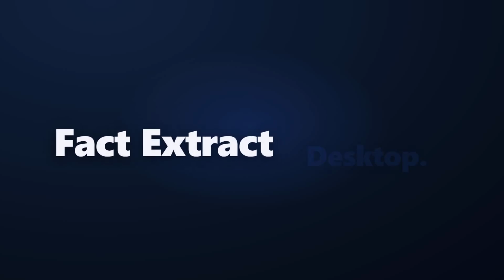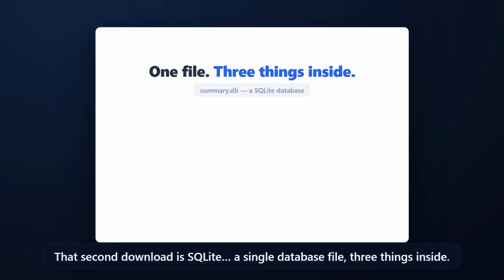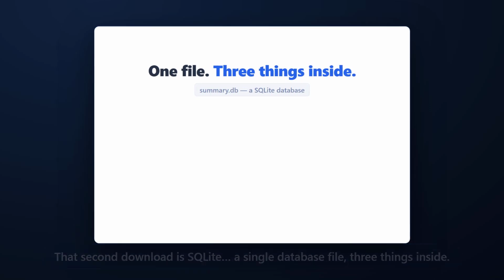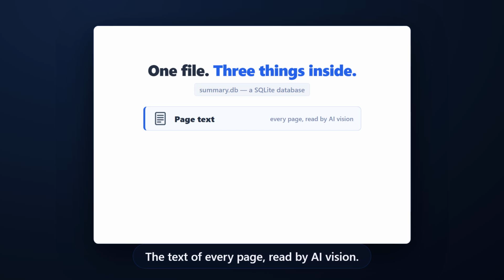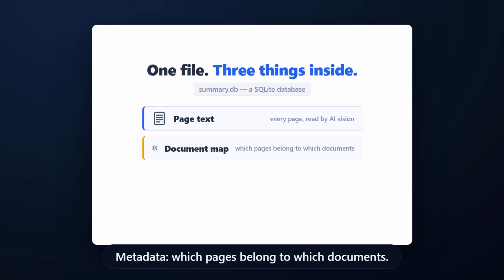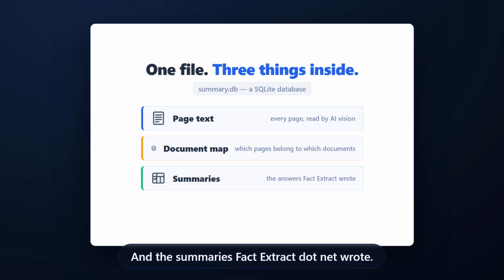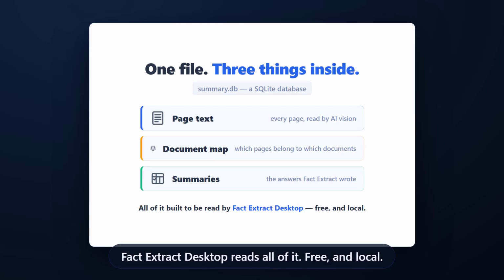Fact Extract Desktop. That second download is SQLite, a single database file. 3 things inside. The text of every page, read by AI Vision. Metadata, which pages belong to which documents. And the summaries factextract.net wrote? Fact Extract Desktop reads all of it.